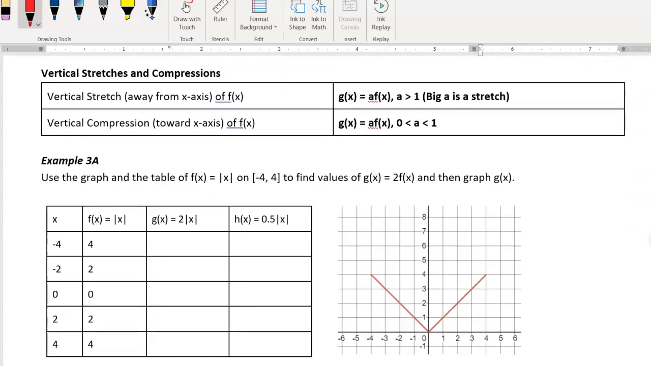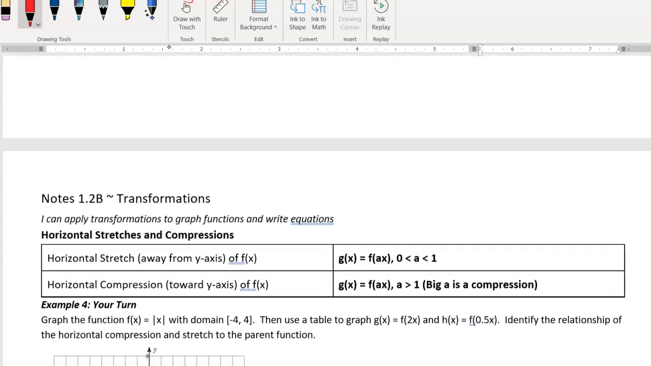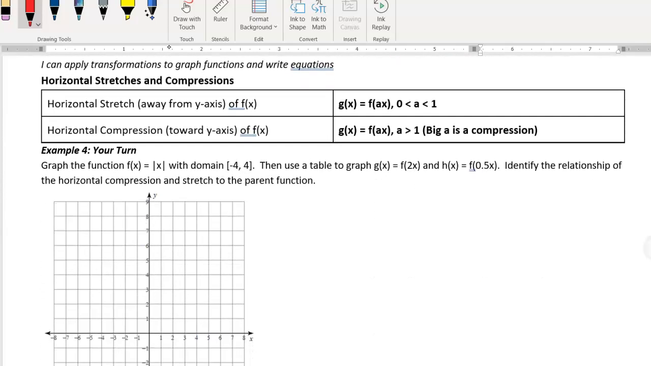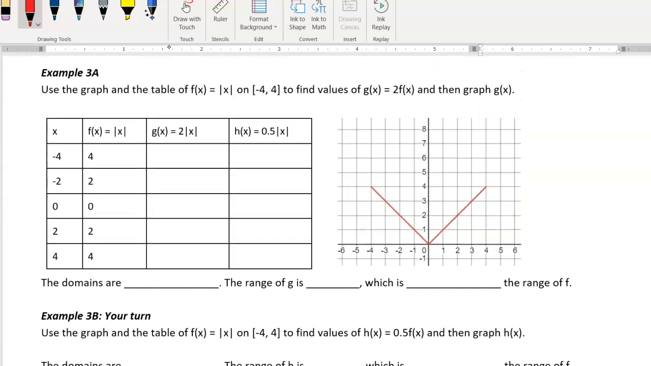All right, we're going to stop there. We're going to do vertical stretches and compressions. We're going to combine that with horizontal stretches and compressions in our next video. So we will stop there with this first lesson, lesson 1, 2, part A.